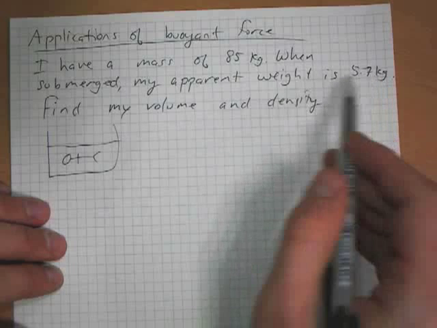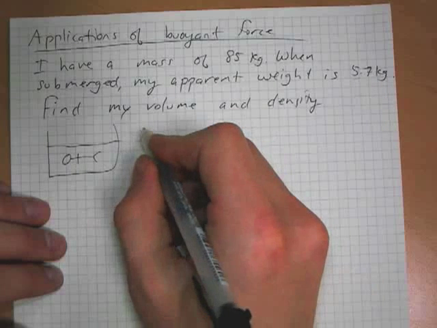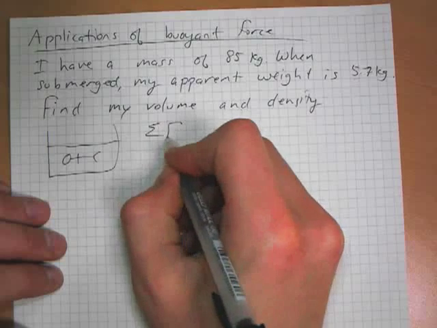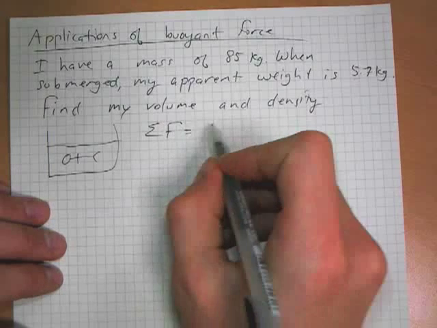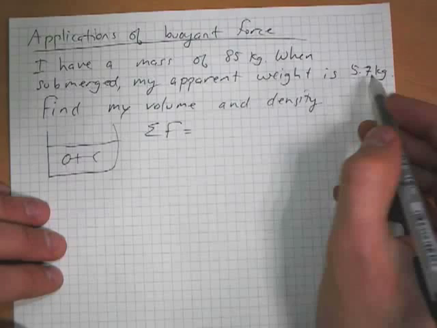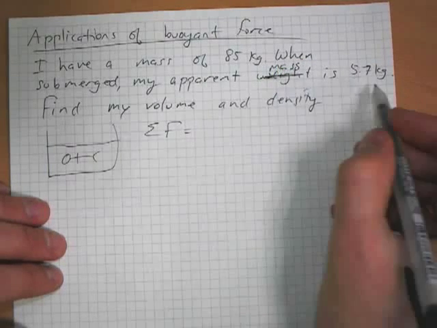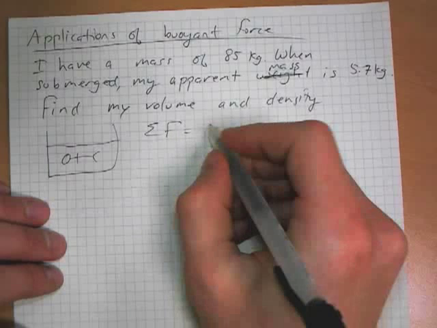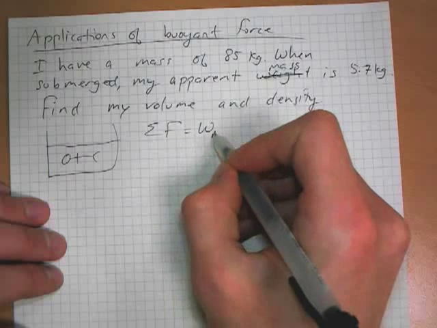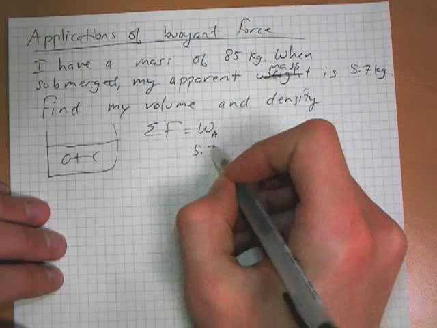Well, my apparent weight is really the net force acting on me. I should say my apparent mass is 5.7 kilograms, which means my apparent weight is going to be 5.7 times 9.8.